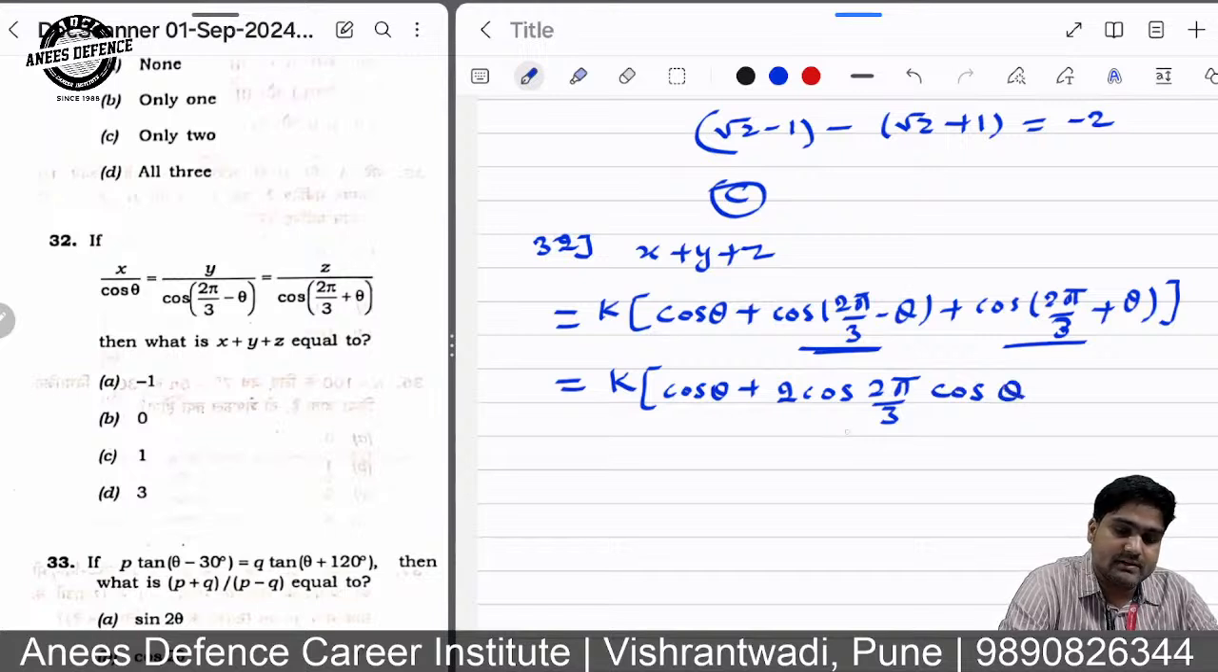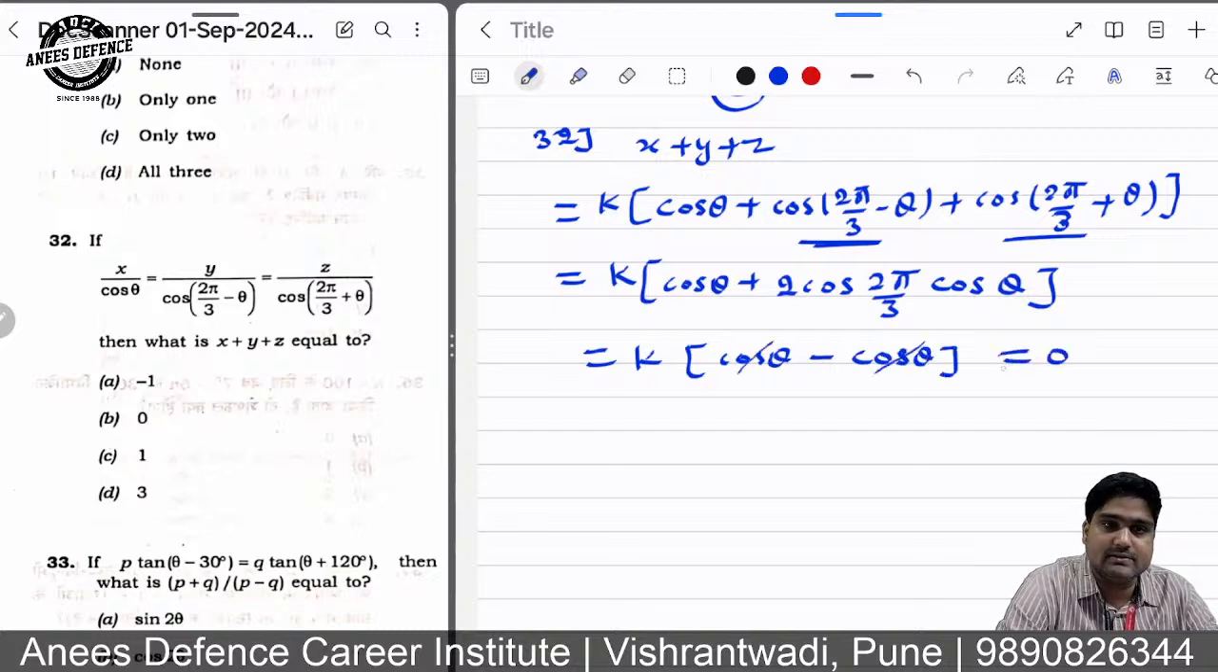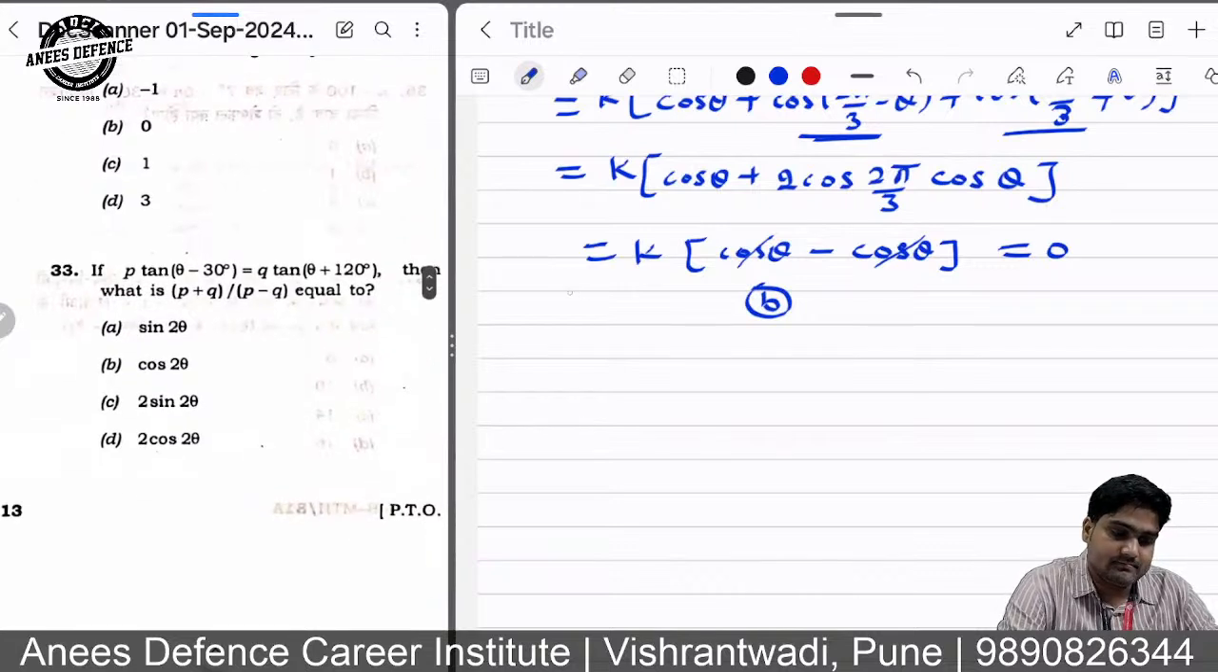So cos 2 pi by 3 is minus 1 by 2. The 2 and 1 by 2 get cancelled out. So it's cos theta minus cos theta, and cos theta gets cancelled out. So the final answer will be 0. Okay, so option B is correct for question number 32. Next question. Again, this is a very easy question.